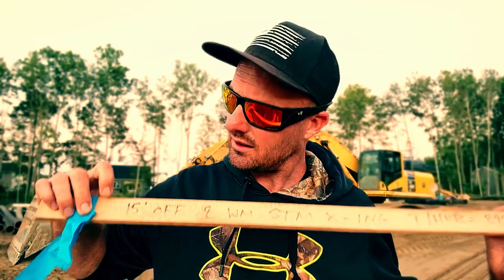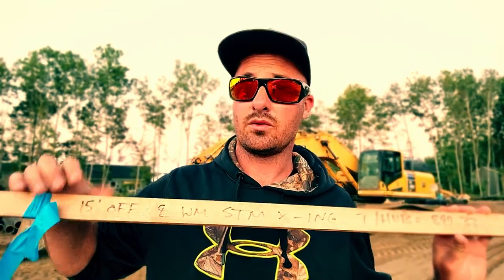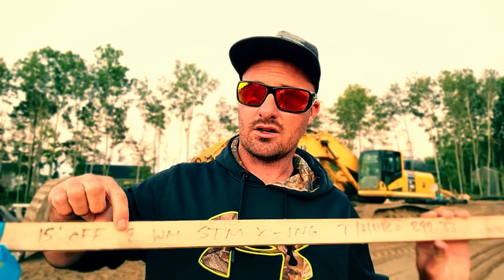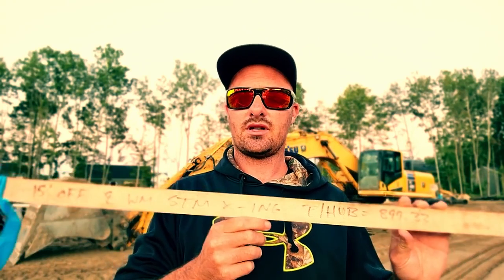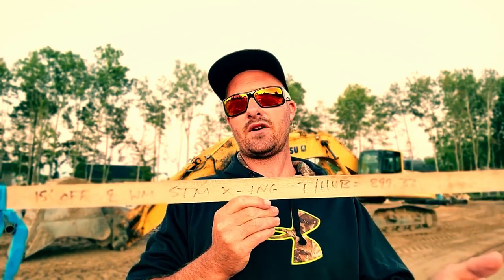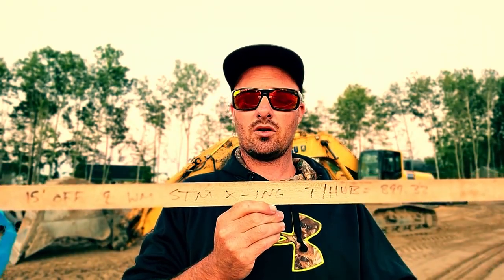So starting at the beginning, this is a 15-foot offset, so this would have had a hub at the bottom of it, and 15 foot away would have been the actual hub. Center line, and this is a water main and storm crossing. So this is on a new subdivision job. There is a specific point where the water main and the storm are going to cross each other.